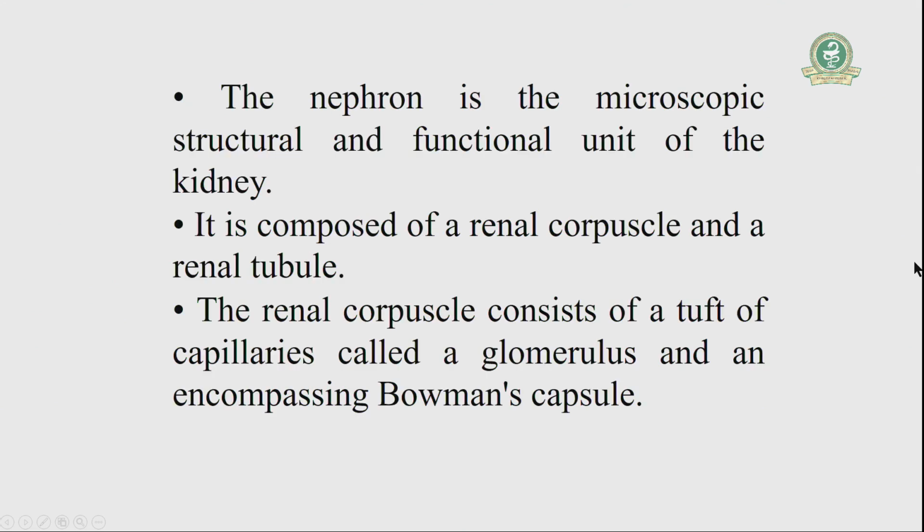Structure of the nephron. The nephron is the microscopic structural and functional unit of the kidney. It is composed of a renal corpuscle and a renal tubule. The renal corpuscle consists of a tuft of capillaries called a glomerulus and an encompassing Bowman capsule.